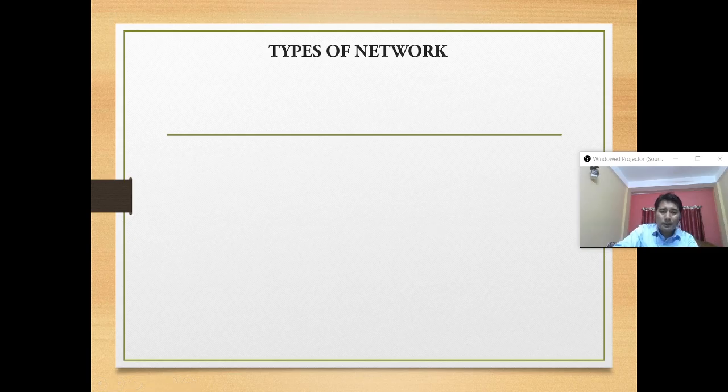Okay, now let us go through the different types of network. It depends upon the geographical area covered by the network. So depending on the geographical area that is covered by the network, there are various types of computer network worldwide. Let us discuss them one by one.